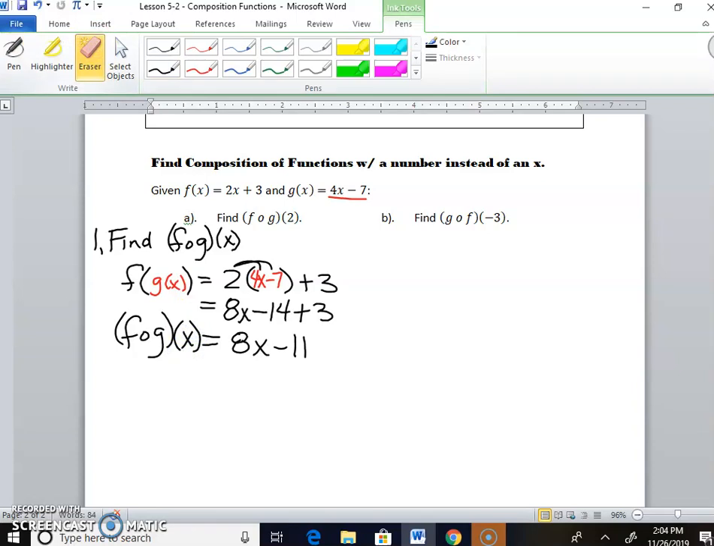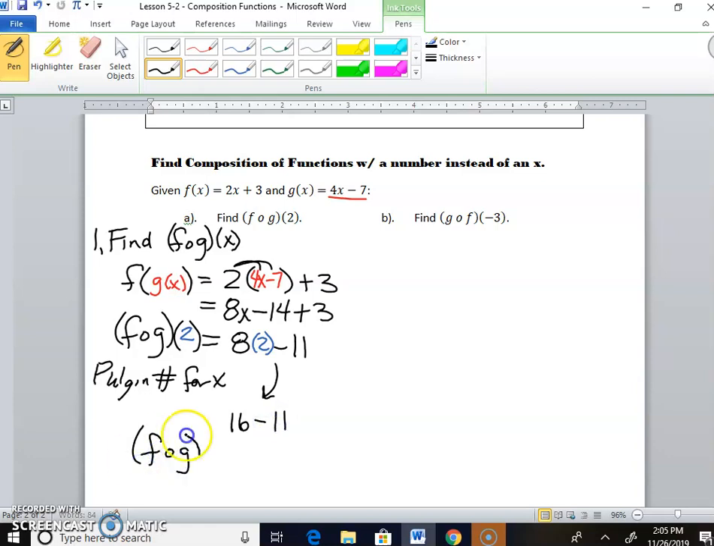So we found our f open circle g of x first. Okay. Now we need to plug in our number for x. Okay. So up here they said they wanted f open circle g of 2. So instead of having an x here, I'm going to plug in a 2. That's going to give me 16 minus 11. So we find that f open circle g of 2 is 5. And that's our answer.